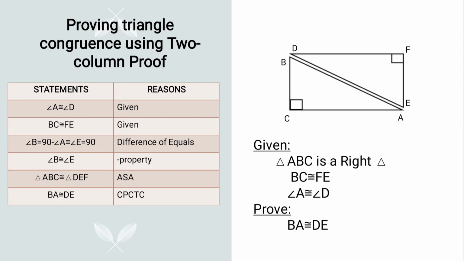So the next is BA and DA. We can prove that this is corresponding parts of congruent triangles are congruent, since this theorem states that if two or more triangles are congruent, then their corresponding angles and sides are congruent as well.